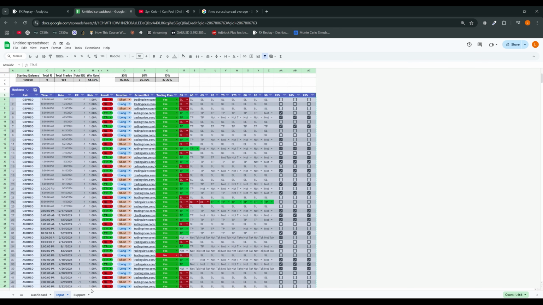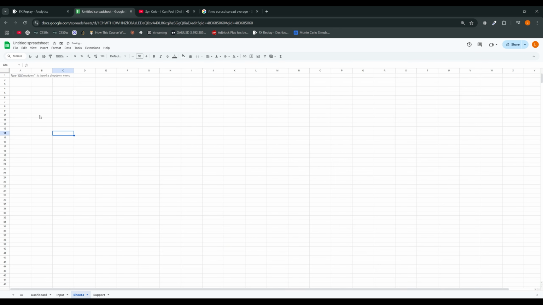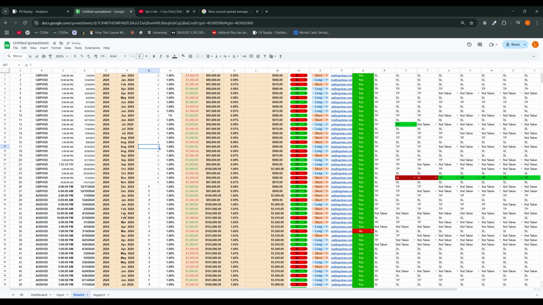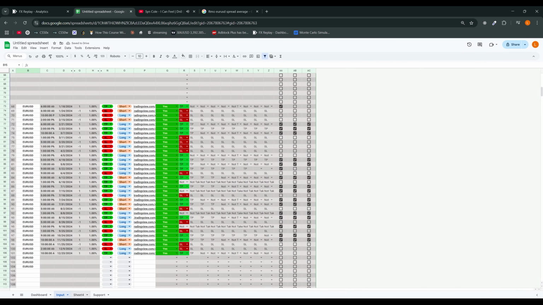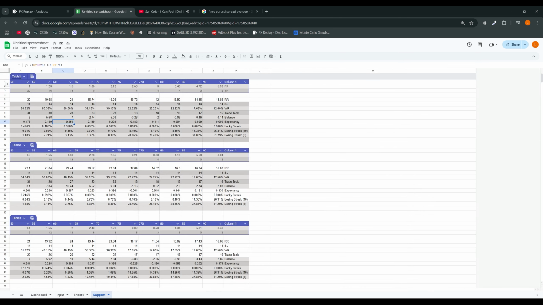So let's put it on another paper. This one, and see how the chart in input we have only Euro USD. Let's see. Okay. This is the number of TP. Really good win rate. On support 50% with 1.5 risk to reward and 250 expectancy.